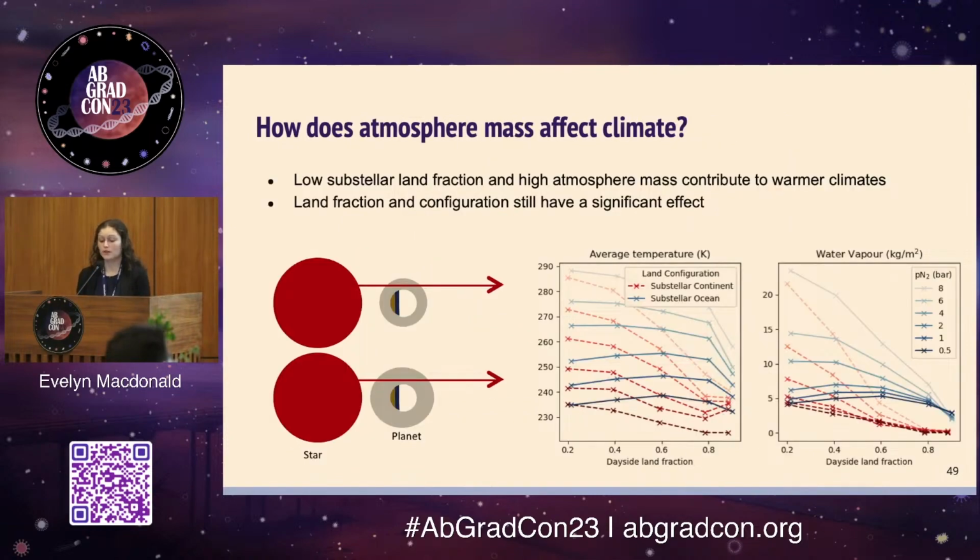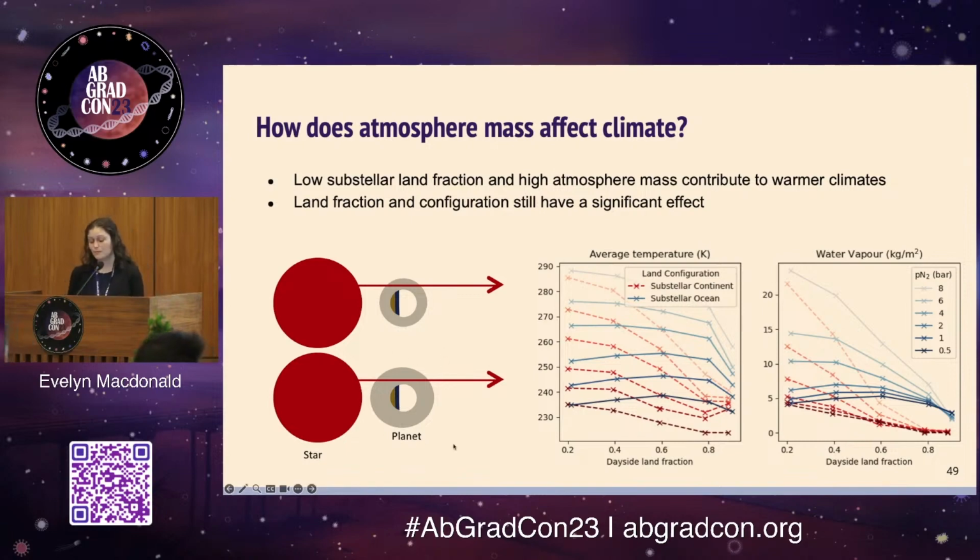Now let's make it more complicated by changing another parameter, the mass of the atmosphere. Like land configuration, that's not necessarily something we can know about a planet in advance. So I varied it in my simulations. The idea is basically to make the atmosphere thicker or thinner. That's what I've tried to show over here.